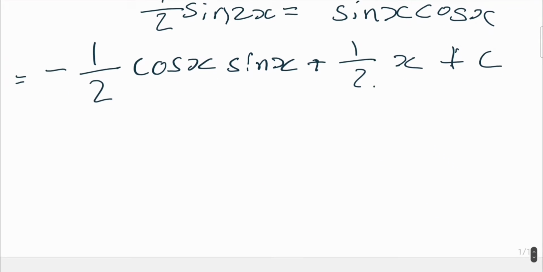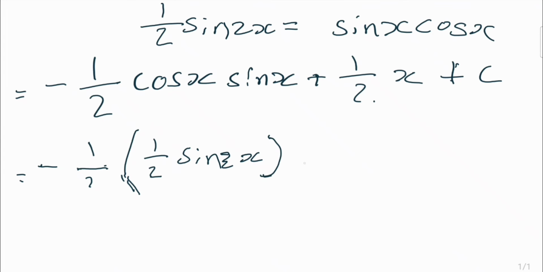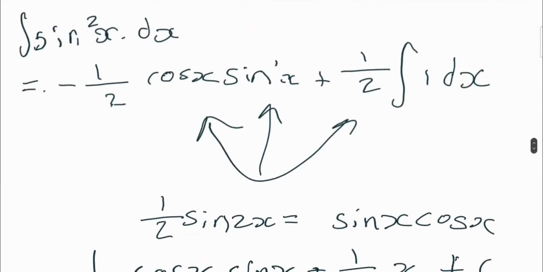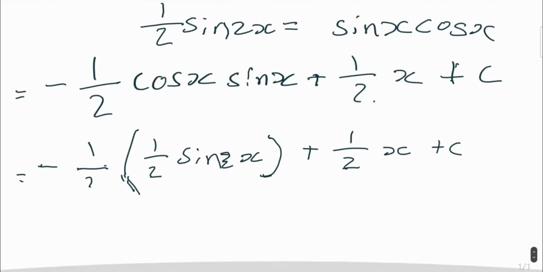Okay, so let's do this. So that means that negative 1 over 2 multiplied by 1 over 2 sine 2x plus 1 over 2x plus c is equal to the integral of sine squared of x dx. Yep, sorry.